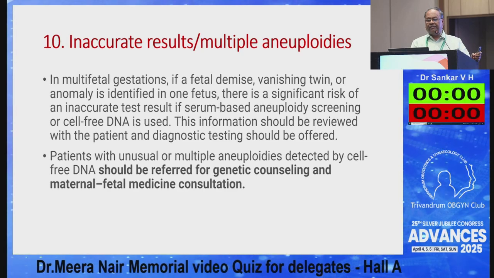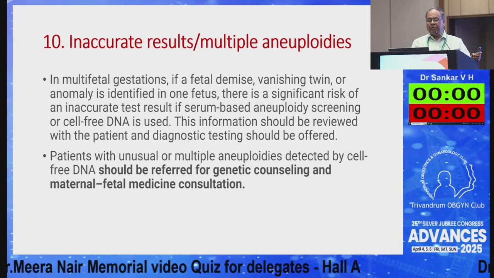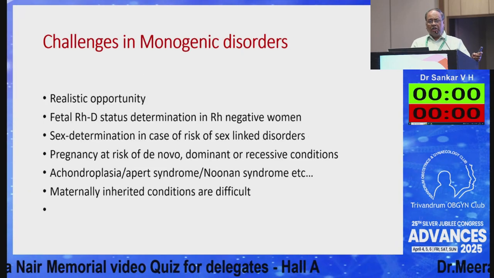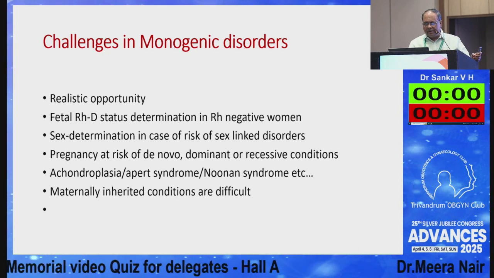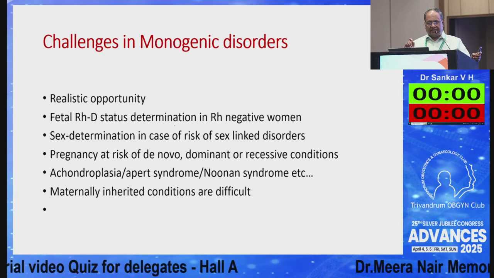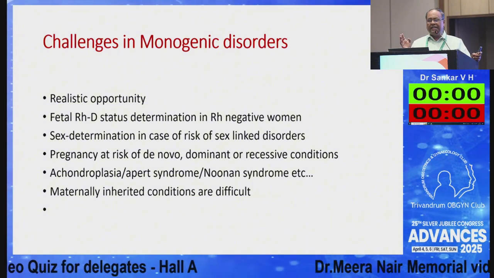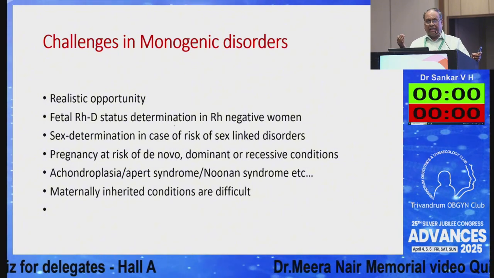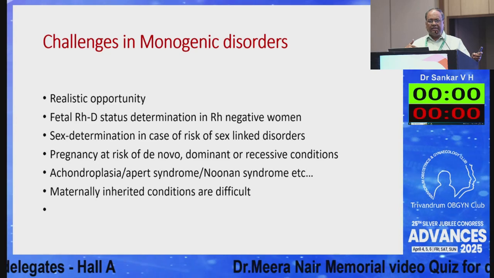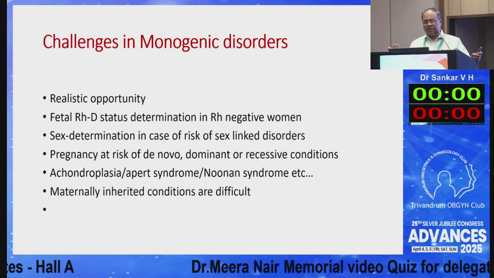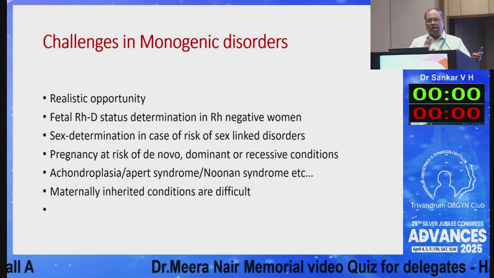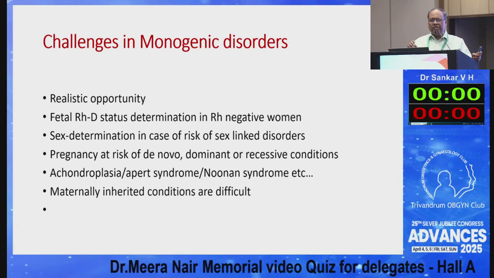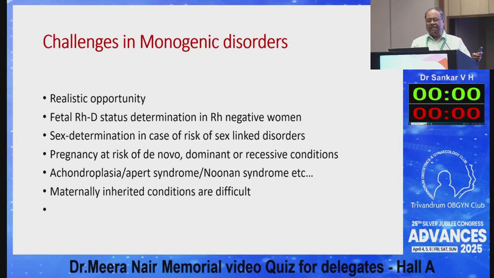Multifetal gestation, we have already discussed. Inaccurate results or multiple aneuploidy is another problem. In monogenic disorders, it is now not routinely recommended. Only Rh status, in Rh-negative women, can be tested. And outside India, for X-linked disorders, sexing can be done and then decisions made on other tests. But it is not approved or recommended in India, so we cannot do that. For the rest of the monogenic disorders, at present it is not there.